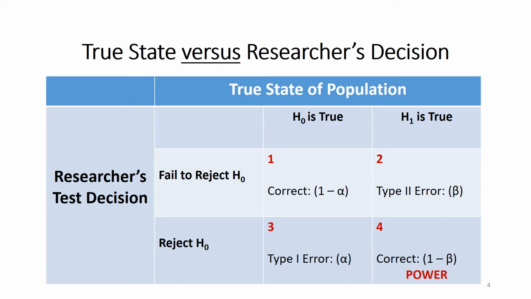On the other hand, the final box we have here is box 3. Box 3 is known as a type 1 error. A type 1 error is when we, as researchers, get excited because we reject the null hypothesis, we think we have found a significant effect, but then when we look at the true state of the population, uh-oh, we were wrong. In fact, the null hypothesis was true and there was no significant effect. So once again, an error was made. We refer to it as type 1.